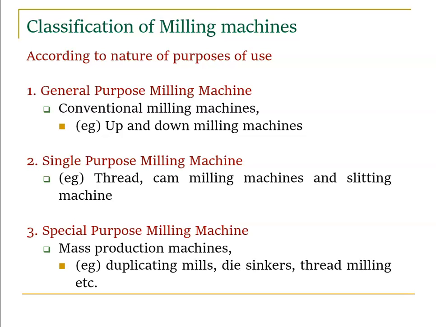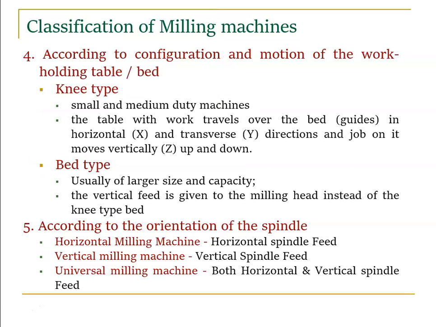So this is mass production. For this, one component only, per day I'm going to mill 1 lakh components. So for that alone I have a special machine. So the special purpose milling machine is generally used for mass production. One of the examples are tubular mills, die sinkers, thread milling, etc. So these are classifications. The fourth one is configuration and motion of the work, right?